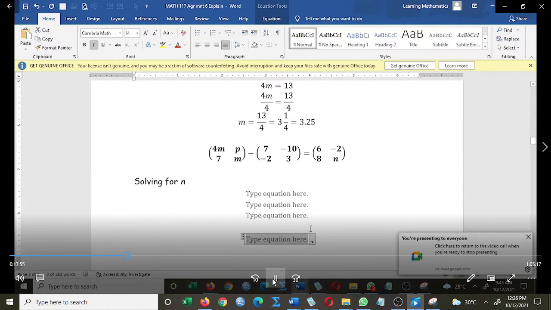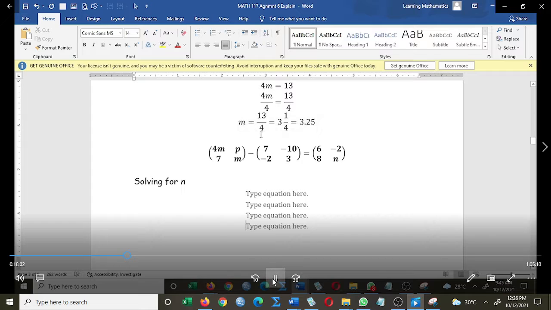13/4, because m now is 13/4. We just solved for m already. Okay, but we can start from scratch. Let's use the letter m first. But you're correct. If you put your 13/4, you are correct. But for someone who is just coming in, we're going to solve for n.